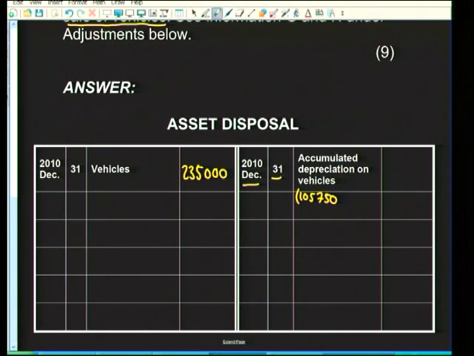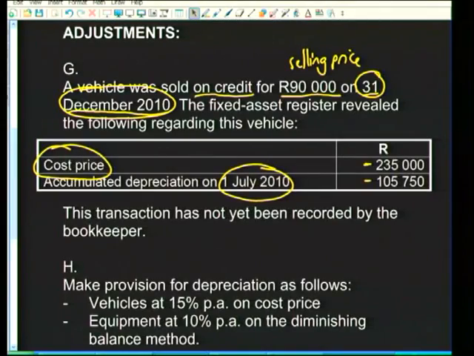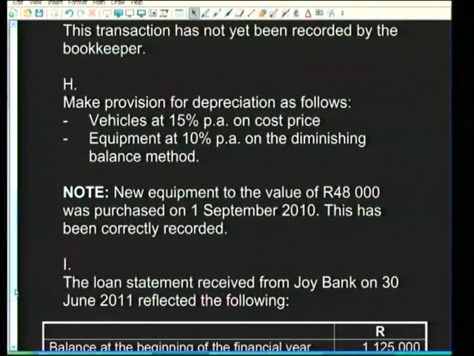So what we need to do is work out the additional depreciation from the beginning of our financial year, that is the 1st of July, up to and including the 31st of December when we sell it. But we need some more information before we can do that. Have a look at adjustment number H. It says, we must make provision for depreciation as follows. Vehicles at 15% per annum on the cost price. The cost price, you should remember, is quite a bit easier than doing it on the diminished balance method.